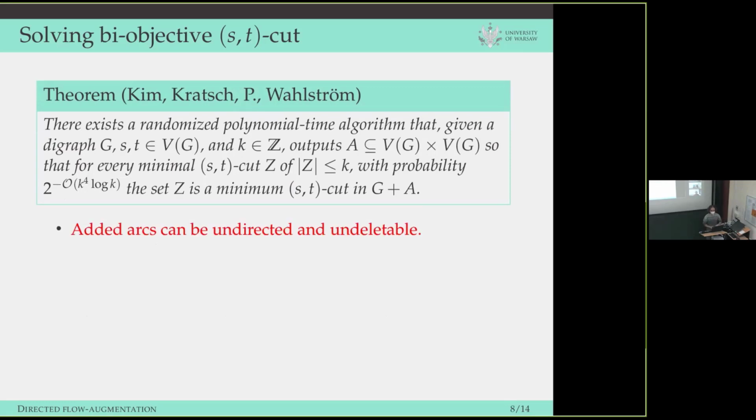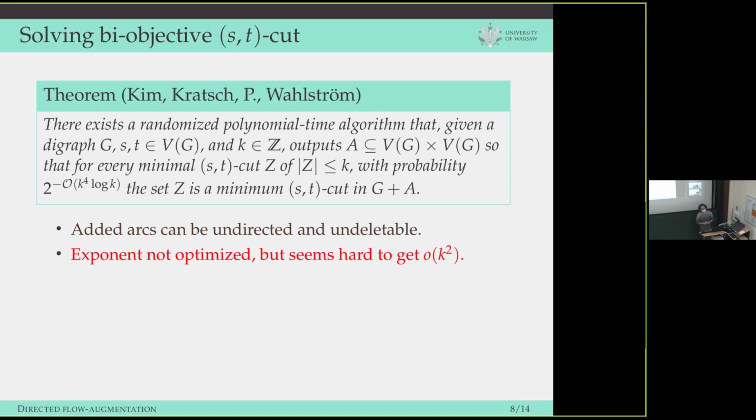Okay, sorry, before I go to other applications, I want to make a few remarks about this theorem. The added arcs, we can actually add them always in both directions. If you look at the proof, it doesn't matter for neither of the applications we know, but actually, when we add an edge, we really argue that they're on the same side. So with some probability, you can add this edge and make them undeletable.